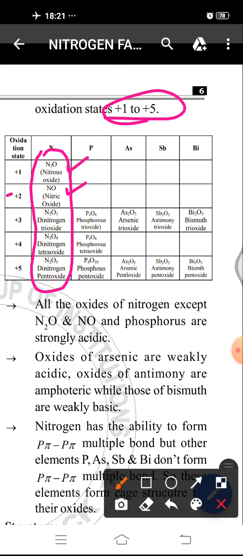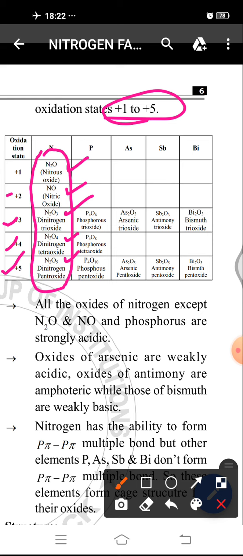Then third oxidation state, that is +3, having formula N2O3. Then fourth oxidation state +4, that is N2O4, which is known as dinitrogen tetroxide. Then comes the fifth oxidation state, that is +5, N2O5, which is named dinitrogen pentoxide.